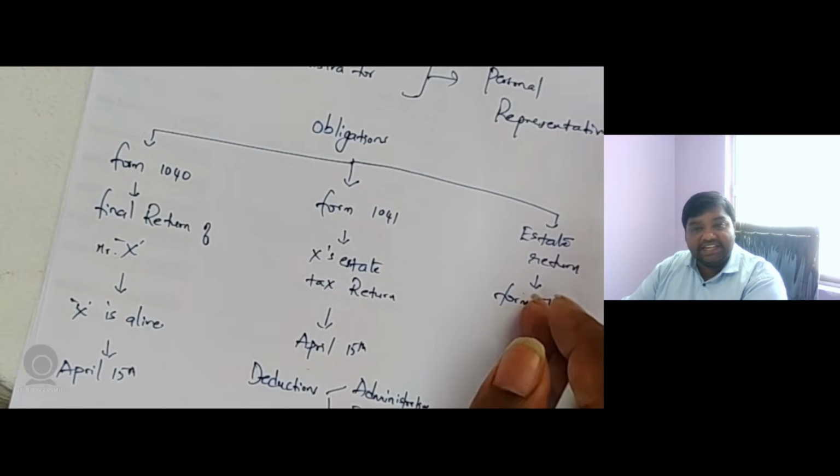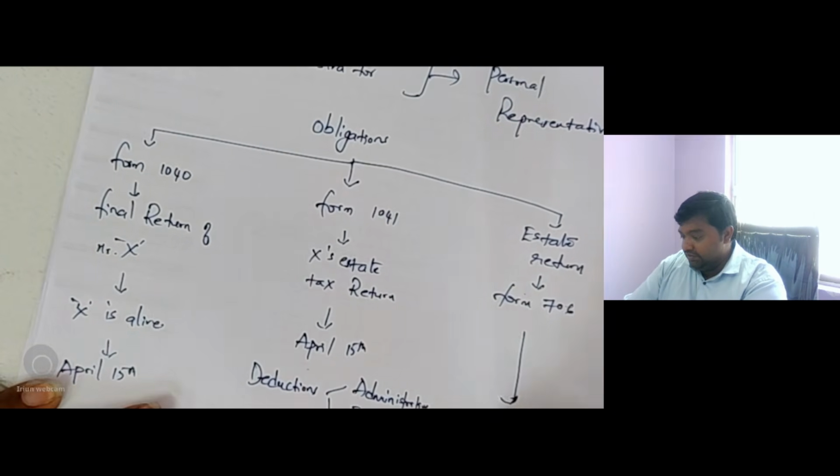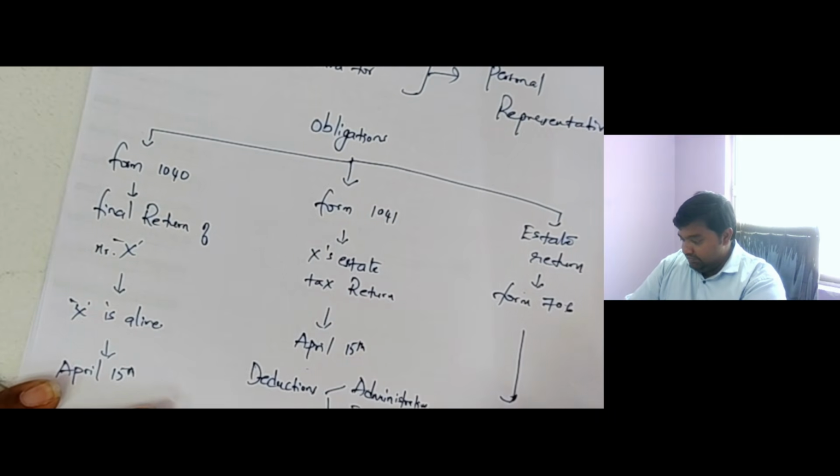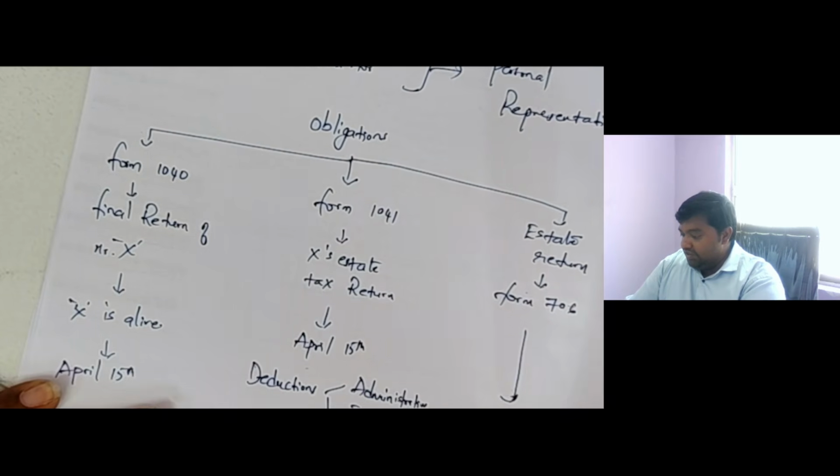Next is the estate return. This is applicable only if the estate value is greater than 13.99 million.